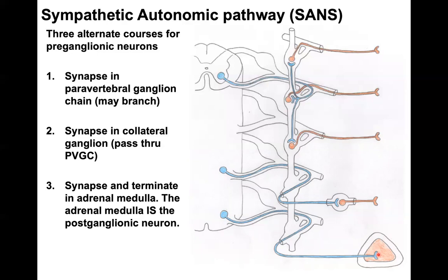So the most common pattern would be this one up at the top, where you have one preganglionic neuron that synapses in the paravertebral ganglion chain, whether or not there's branching. That's the prevailing pattern. Less commonly, you'd have the preganglionic neuron synapsing at a collateral ganglion. And one very specific case is that the preganglionic neuron synapses and terminates in that adrenal medulla.